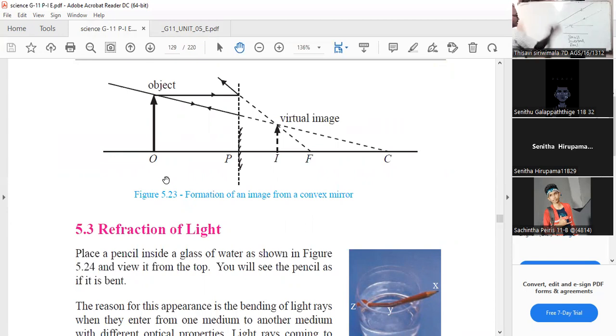ඔයගොල්ලන්ට එතන අදින්න පුළුවන්. So the focus and the center actually they are virtual. You can't touch them. Unlike the concave mirrors, these are virtual.